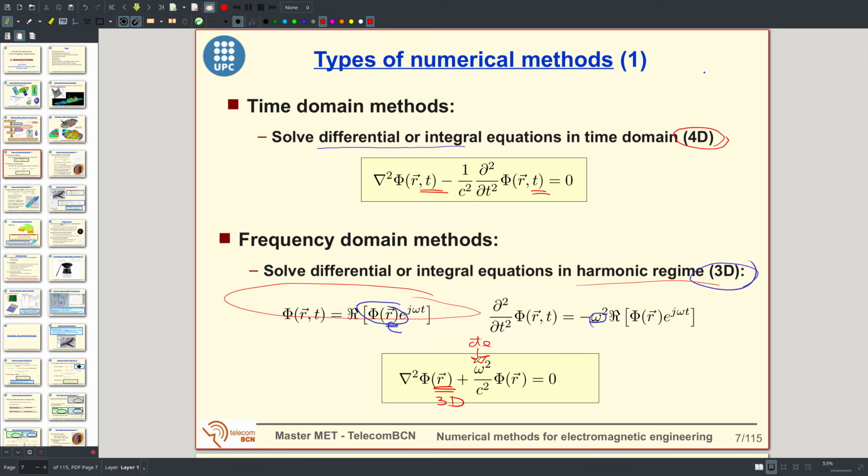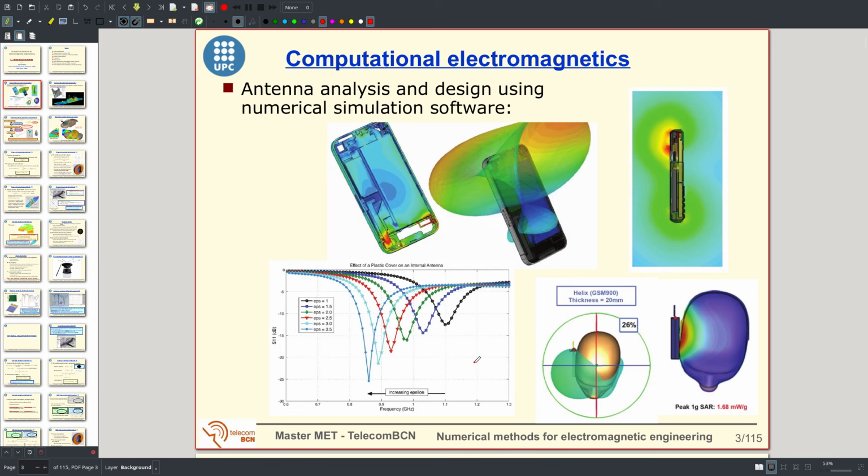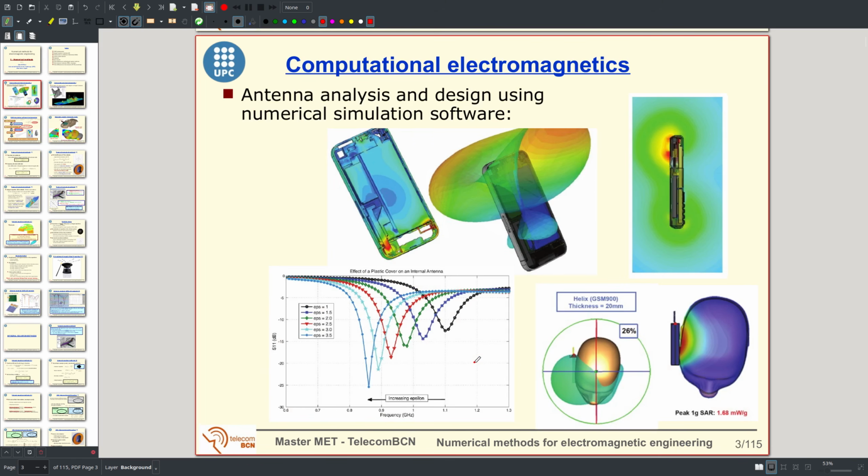And what happens if you need a wideband solution? For example, imagine here the first slide. Here you have the reflection coefficient at the input, the feeding port of the antenna of that iPhone 4. You have the reflection coefficient S11 as a function of frequency from 0.6 gigahertz to 1.3 gigahertz.